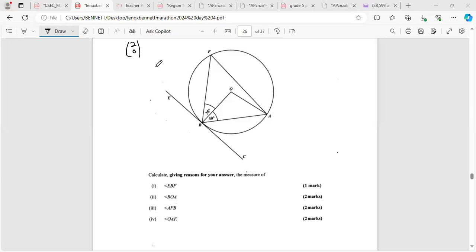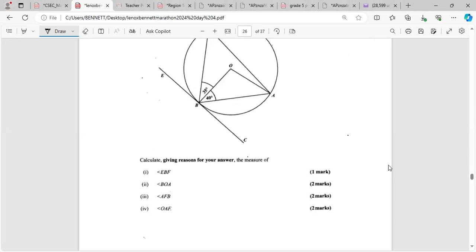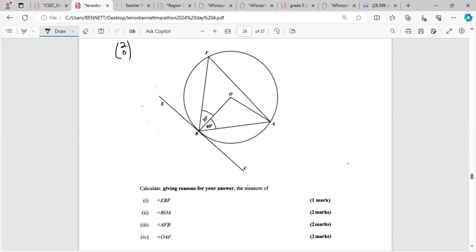Alright, guys. I think that will be it. It's a very small angle, so I think that's possible. Let's go. Calculate, giving reasons for your answer, the measure of EBF, BOA, AFB, and OAF. This year, this was worth 7 marks. A lot of students like to fret about circle theorems, but lately they don't carry a lot of marks.